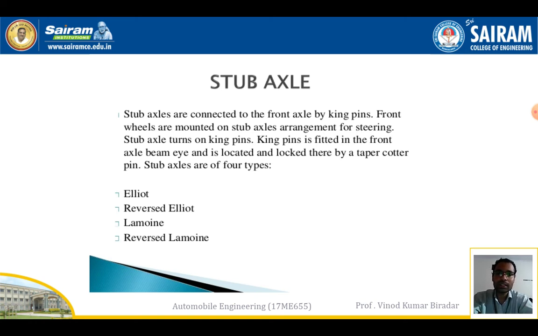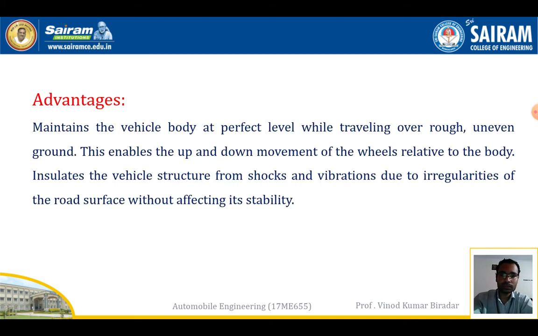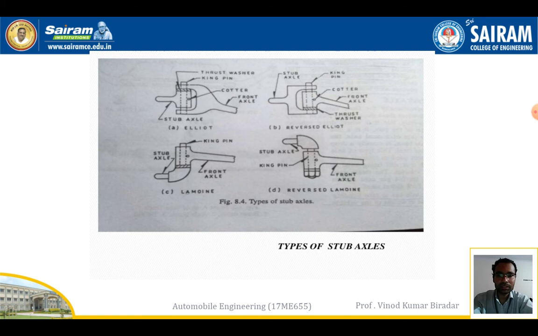Now these are fixed to the front axle with the help of kingpins. These are the different types of stub axles used in different vehicles, and nowadays model cars are using this type of axle: Elliot, reversed Elliot, Lemoine, reversed Lemoine. Here I have shown some of the components of the different types of stub axle.